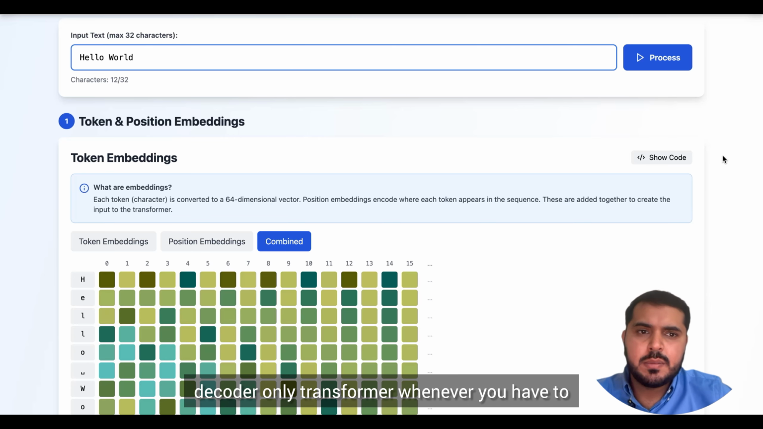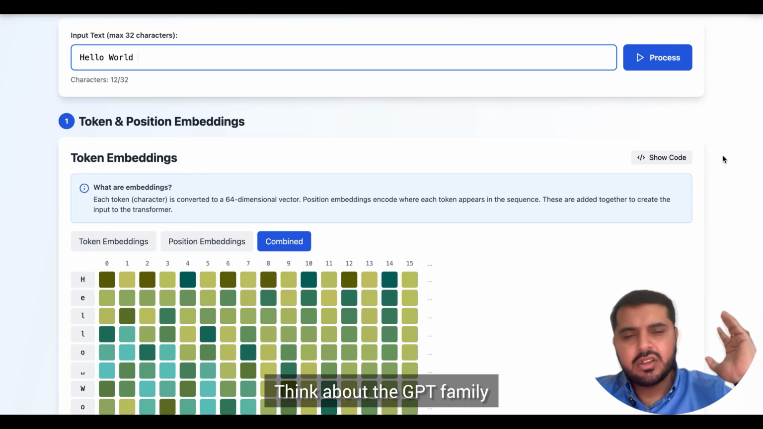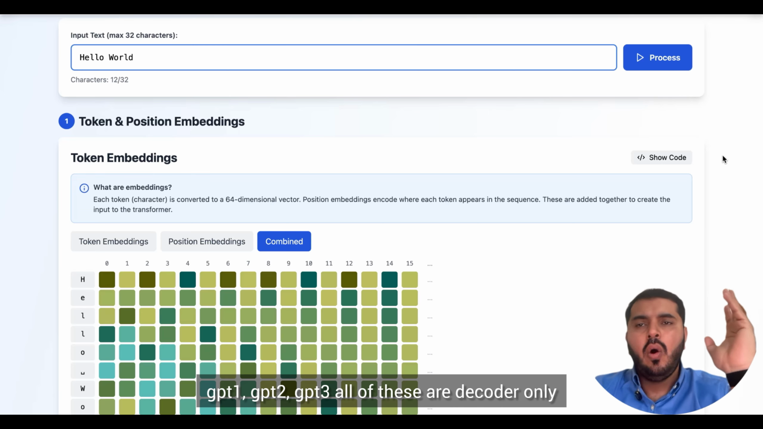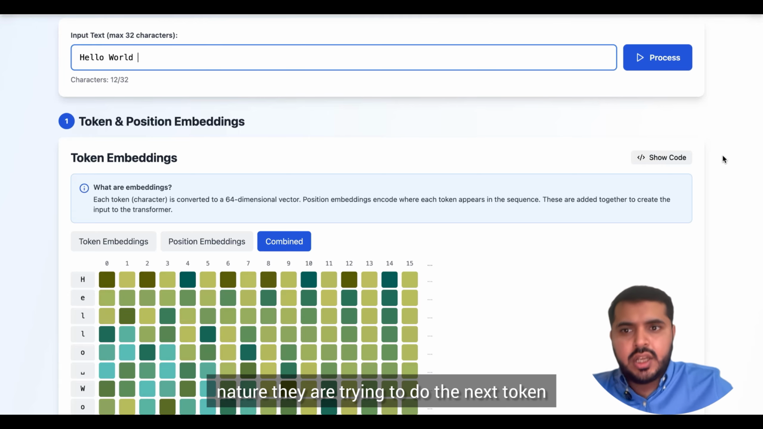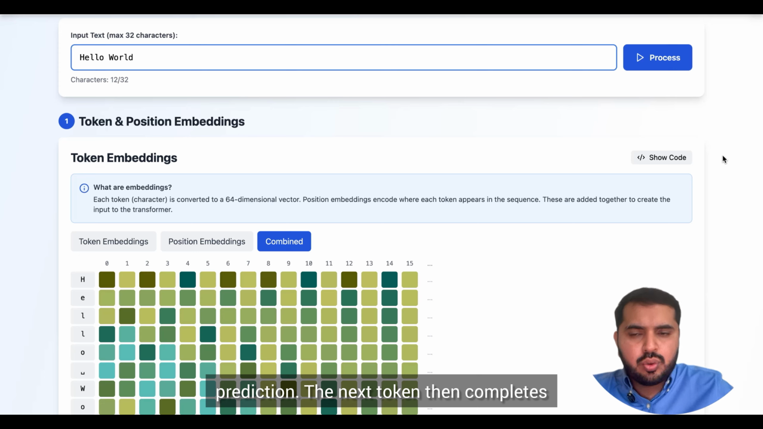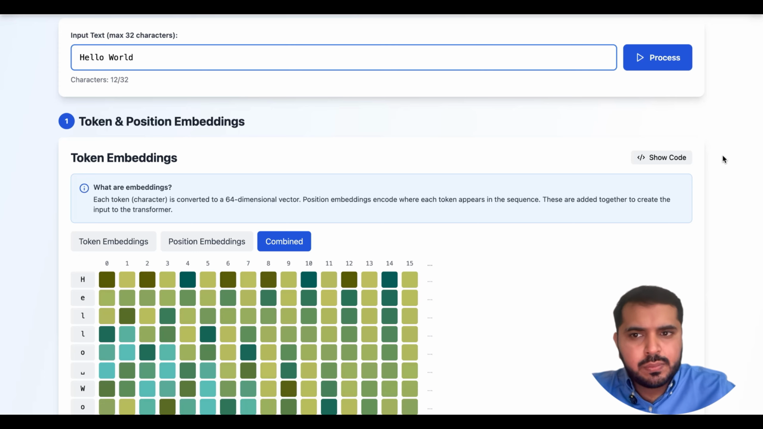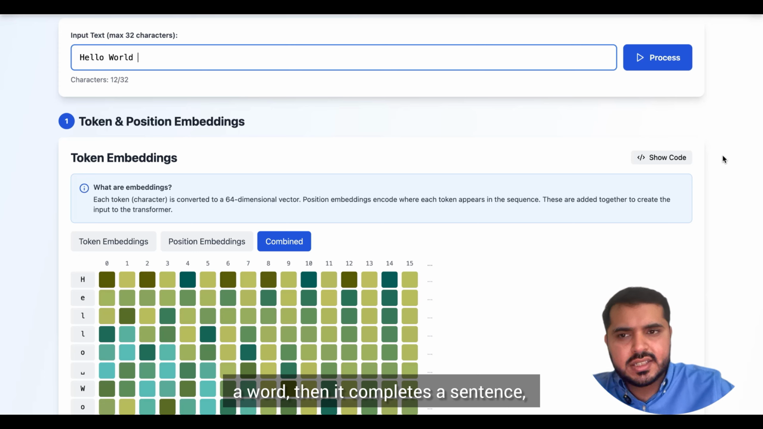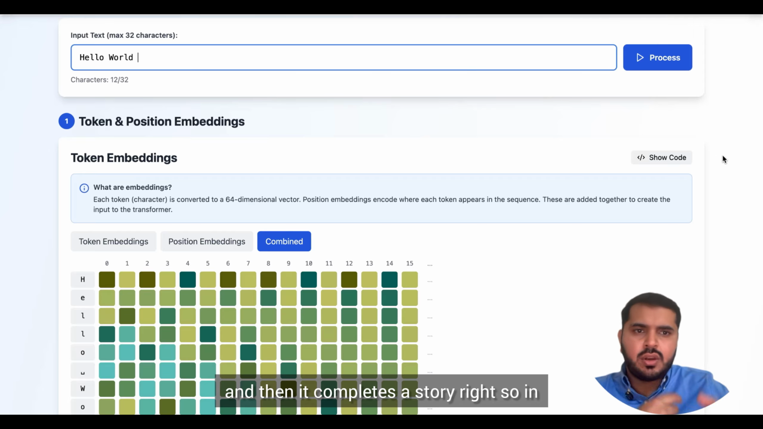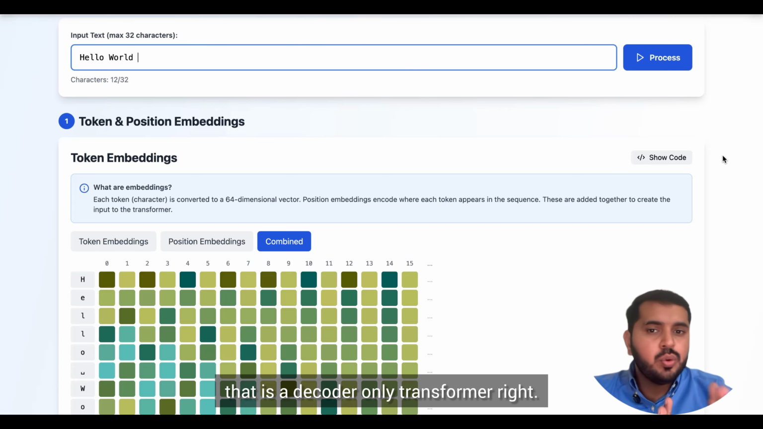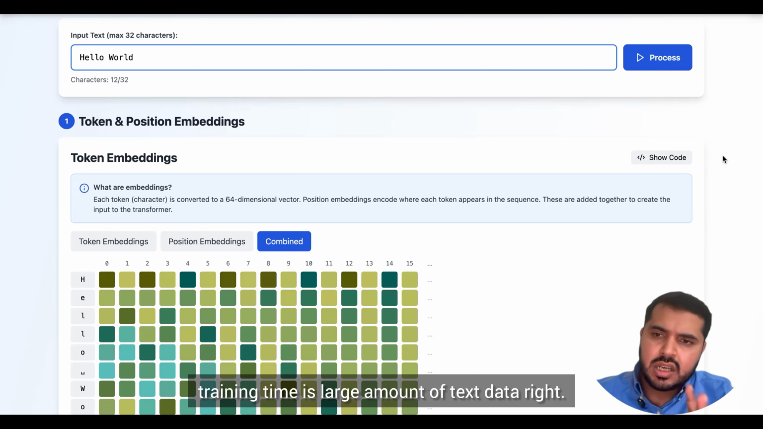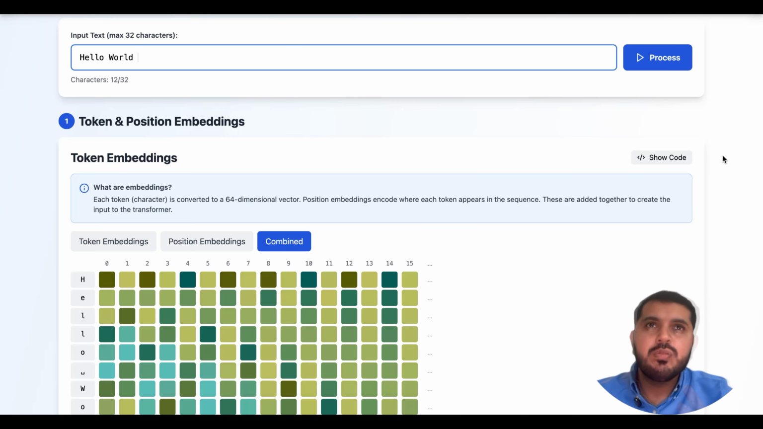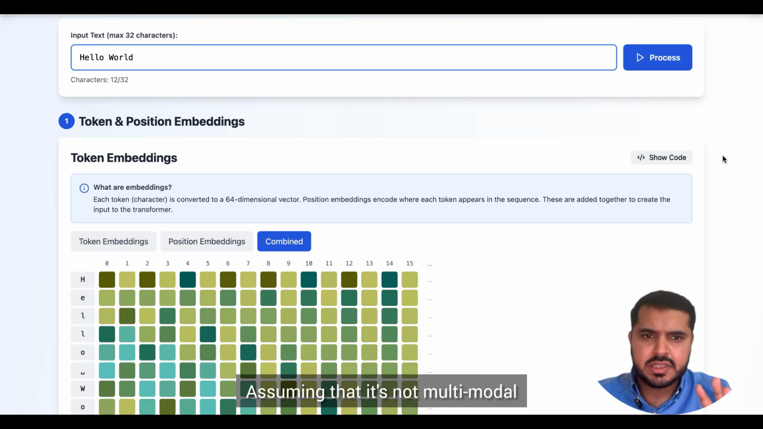For the decoder-only transformer, whenever you think about the GPT family, GPT-1, GPT-2, GPT-3, all of these are decoder-only transformers, right? They are generative in nature. They are trying to do next token prediction. The next token completes a word, then a sentence, and then a story, in an autoregressive way. So that is a decoder-only transformer. There also, the input at training time is a large amount of text data, assuming that it's not multimodal, only a text-based transformer.